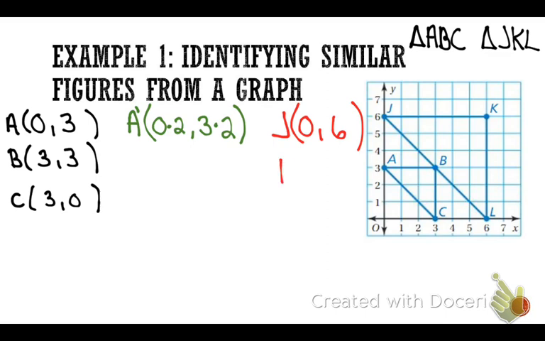K, because it also comes second. What is the ordered pair that matches K? 6, 6. And what about L? 6, 0. Okay, so everybody's clear on where I'm getting these ordered pairs from.